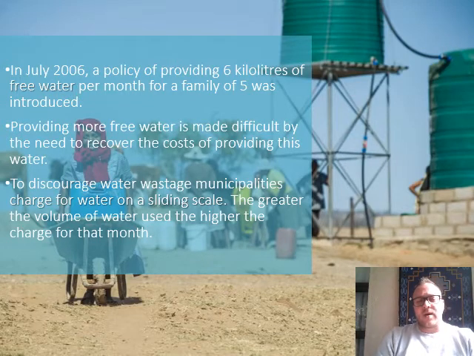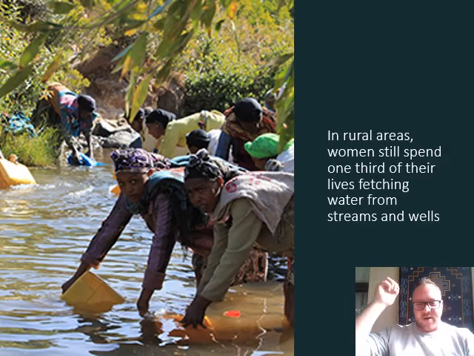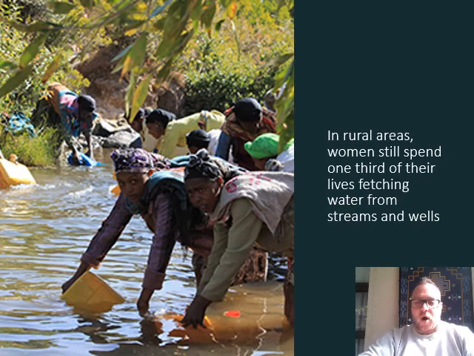And we try and just provide water to disadvantaged people. So to discourage water wastage, municipalities charge for water on a sliding scale. So the greater volume of water used, the higher the charge for the month. So if you use your free 6,000 kiloliters, well done, you don't get charged. Then every amount as you go up from there gets progressively and geometrically higher and higher and higher. So if you really want to fill your pool, you actually need to budget for it because it's expensive.